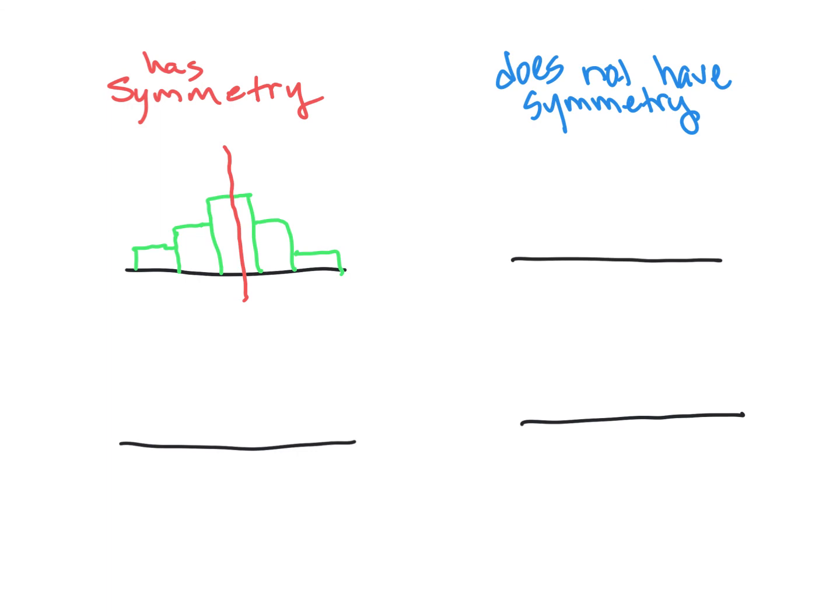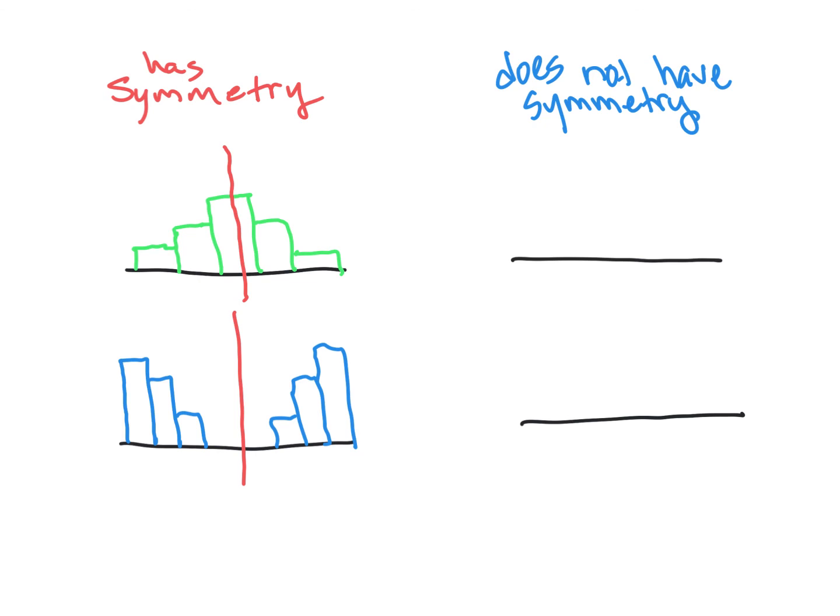Okay, what if it looked like this? What about that? If I drew a line down the center of that graph and I folded it over so that this side touched this side, they would match, wouldn't they? Or pretty close to it. We're talking about being pretty close. So that also has symmetry.